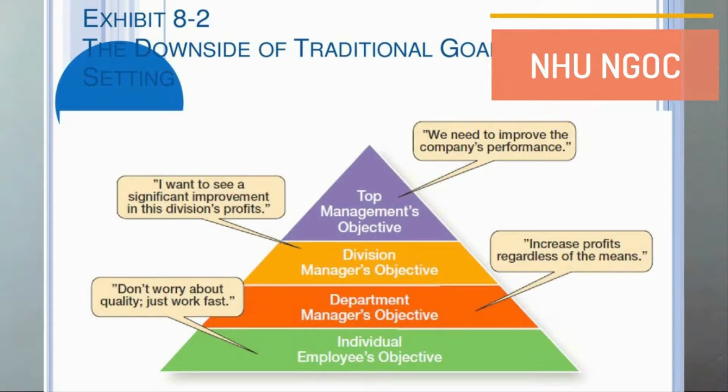Goal setting has two types: traditional goal setting and management by objectives (MBO). In traditional goal setting, goals are set by top managers and flow down through the organization and become sub-goals for each level. The problem with this type is that turning broad strategic goals into department and team goals can be a difficult and frustrating process.